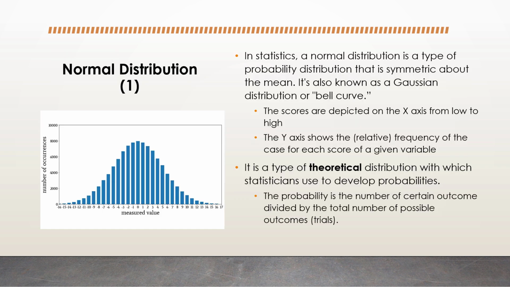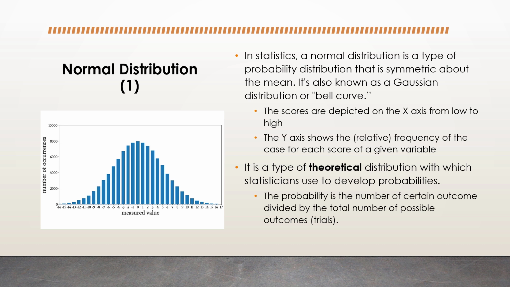In statistics, a normal distribution has specific characteristics. A normal distribution is a type of probability distribution that is symmetric about the mean. It is also known as a Gaussian distribution or a bell curve. If a variable v is normally distributed, the values of the variable are depicted on the x-axis from low to high, while the y-axis shows the frequency or percentage of the cases for each value of the variable.